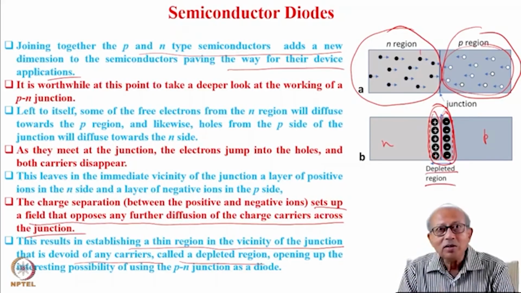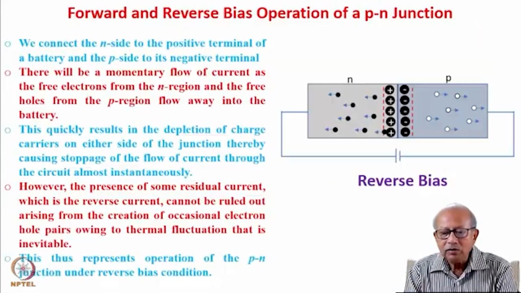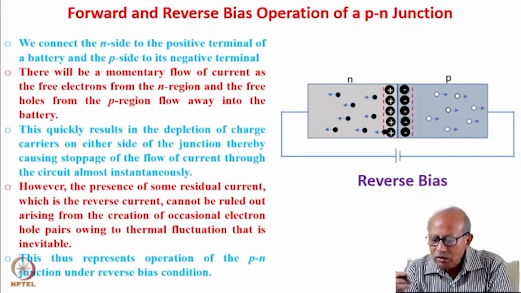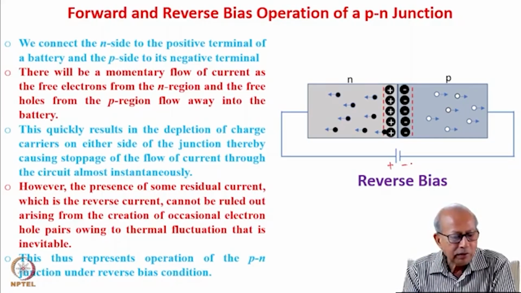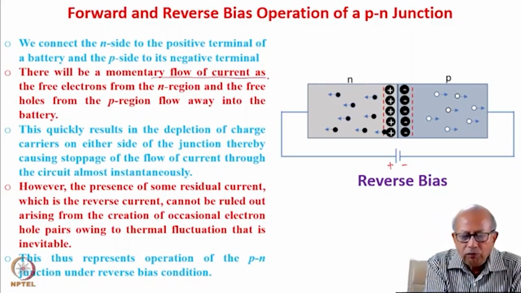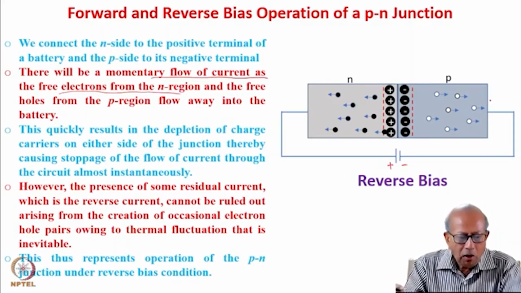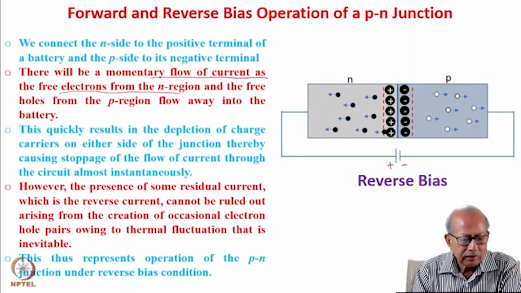Now, this depleted region actually makes it possible for a p-n junction to perform as a diode. When you bias this p-n junction in the reverse way, that is, you connect the n region to the positive terminal of a battery and the p region to the negative terminal of a battery, there will be a momentary flow of current as the free electrons from the n region and free holes from the p region flow away into the battery and annihilate each other.